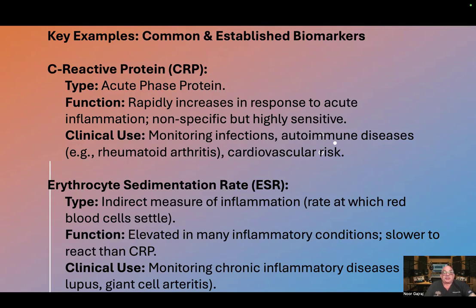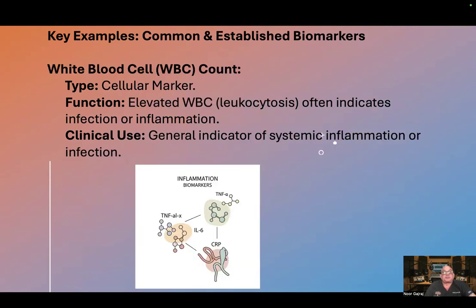Erythrocyte sedimentation rate, ESR. It's an indirect measure of inflammation, the rate at which red blood cells settle. Function: elevated in many inflammatory conditions, slower to react than CRP. Clinical use: monitoring chronic inflammatory diseases such as lupus and giant cell arteritis.